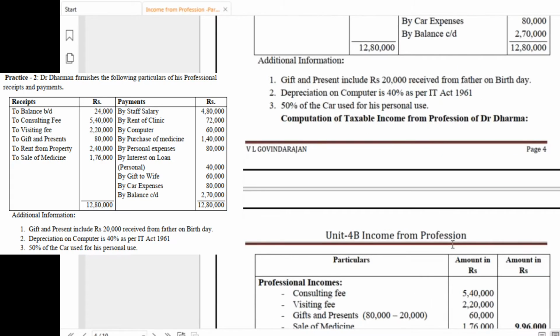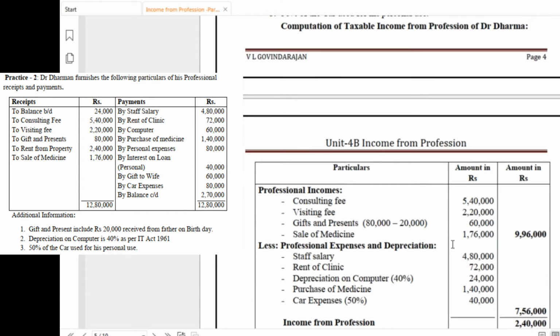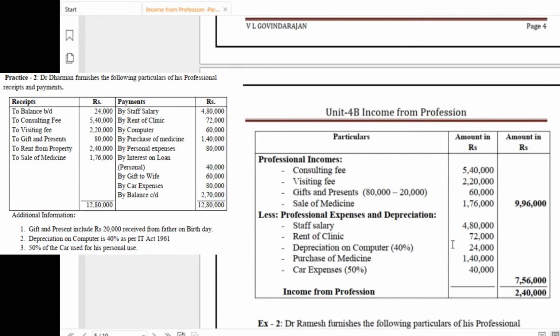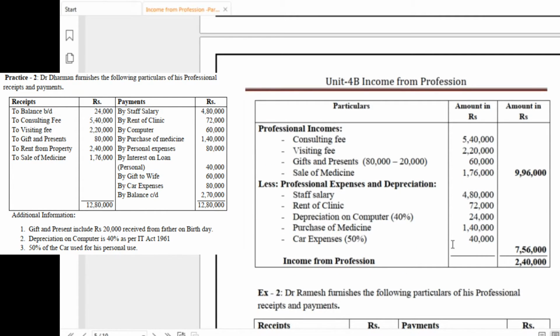Professional incomes, as a doctor, consulting fee 5 lakh 40, visiting fee 2 lakh 20 was fully taxable. Next, gift and presents, total gift 80,000, out of which 20,000 received from his father. So balance 60,000 only is professional income. Next one is sale of medicine. Only 4 items are their professional income. Less professional expenses and depreciation.